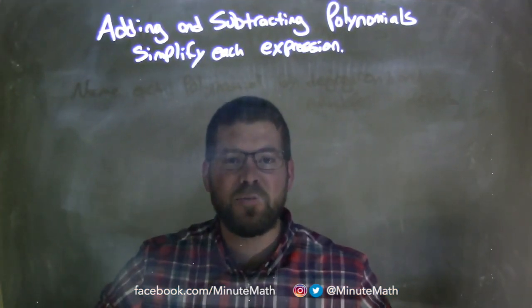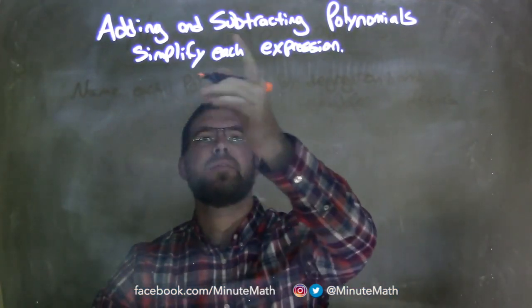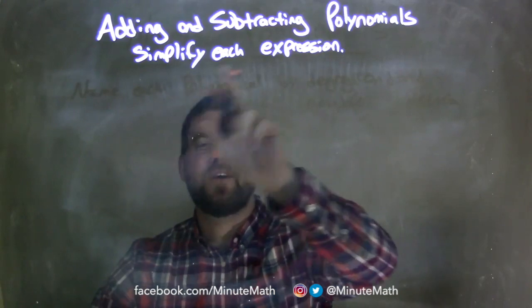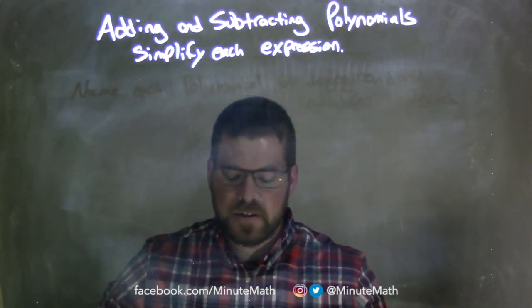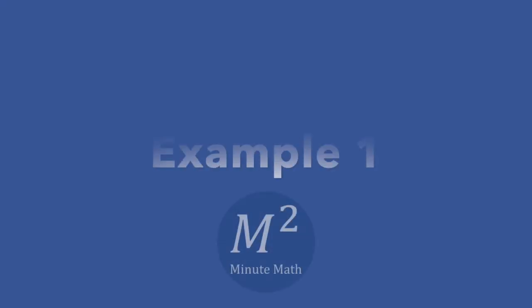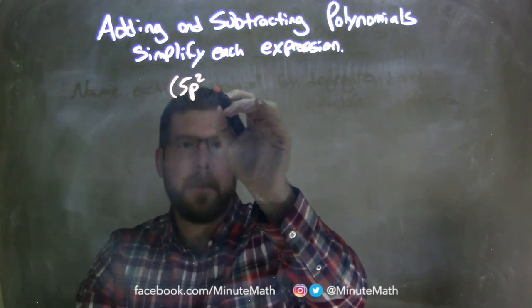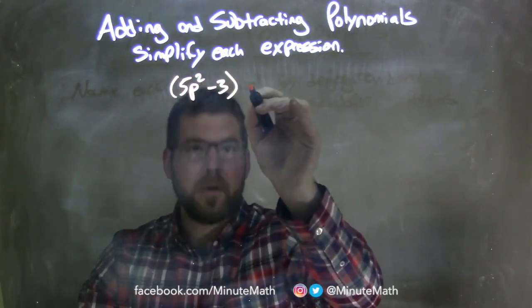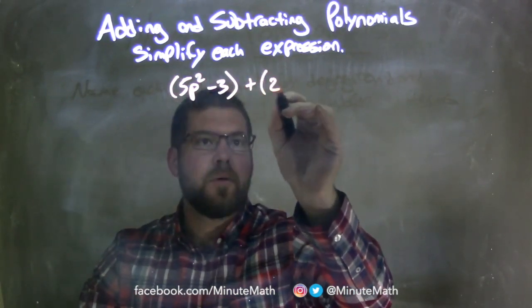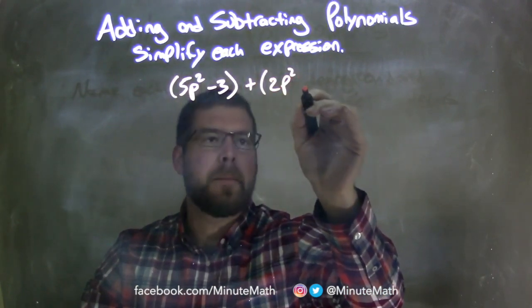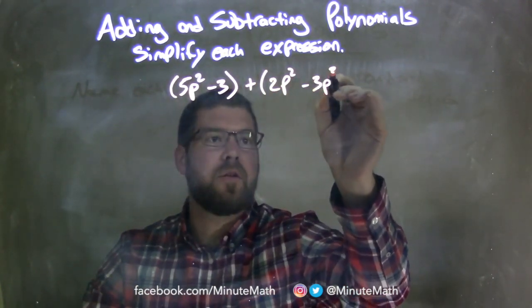I'm Sean Gannon, and this is Minute Math. And today we're going to learn about adding and subtracting polynomials, and we're going to simplify each expression. So if I was given this expression, 5p squared minus 3 plus parentheses 2p squared minus 3p to the third.